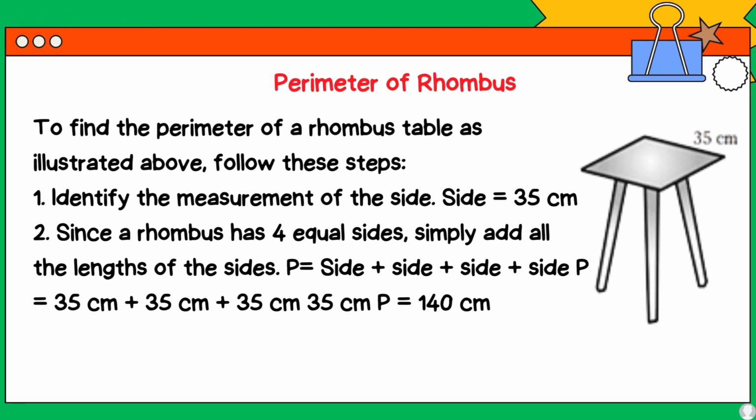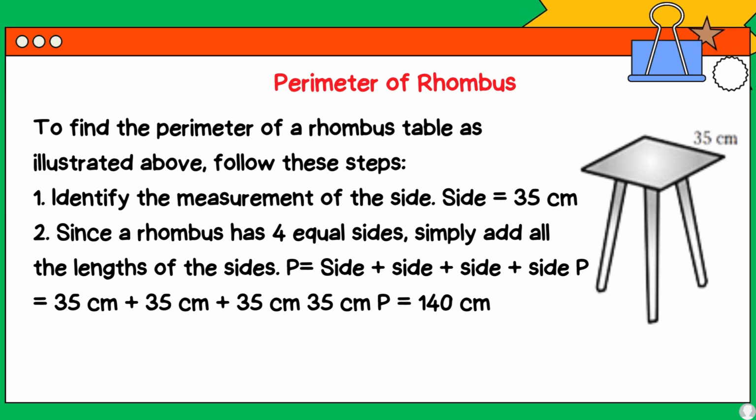So to find the perimeter of a rhombus table, as illustrated above, let us follow these steps. First, you identify the measurement of the side. So every side is 35 centimeters. Since a rhombus has 4 equal sides, simply add all the lengths of the sides.